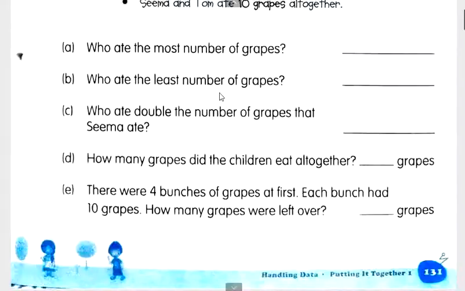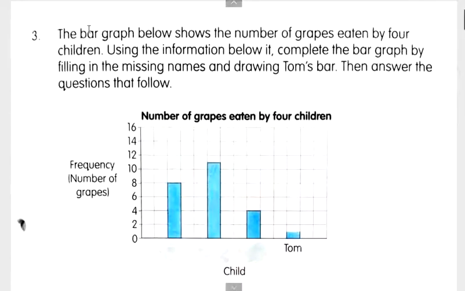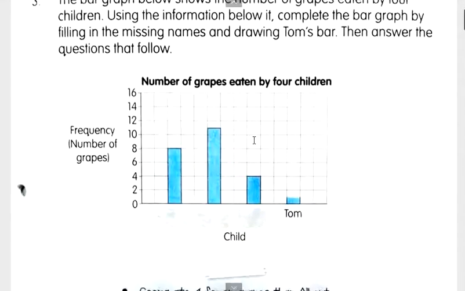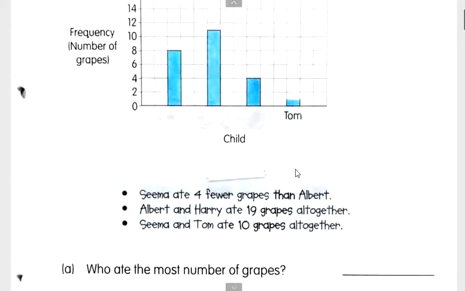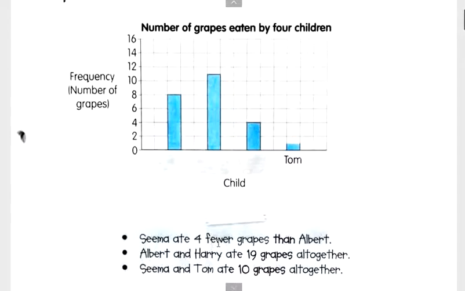Next page, number 3, the bar graph below shows the number of grapes eaten by 4 children. Using the information below, complete the bar graph by filling in the missing names and drawing Tom's bar. Then answer the questions that follow. Number of grapes eaten by 4 children. So 3 children's names are blank. We only have Tom here. And look at the information. Sima ate 4 fewer grapes than Albert.